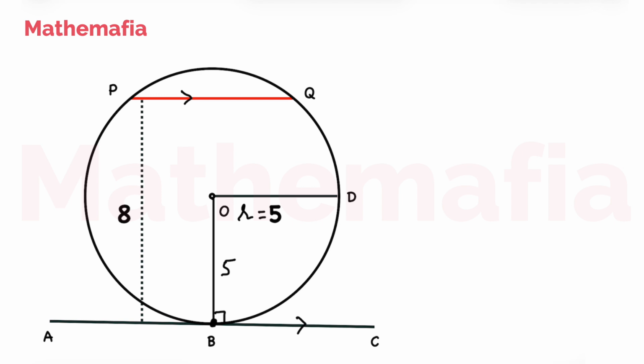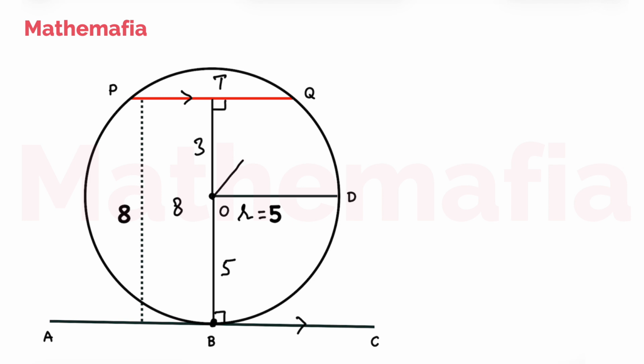Let us extend the radius BO so that it touches PQ at point T. Because the tangent and the chord are parallel, this will be perpendicular to PQ as well. So this means BT is also 8. So that means OT is 3.